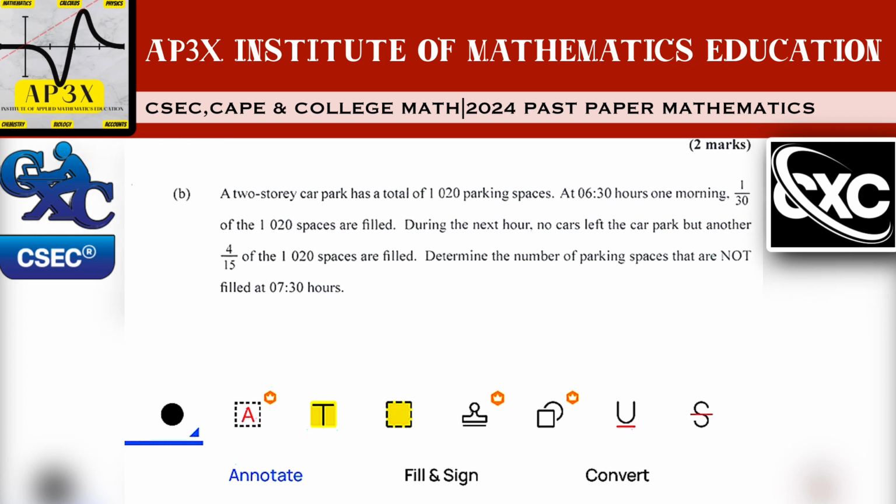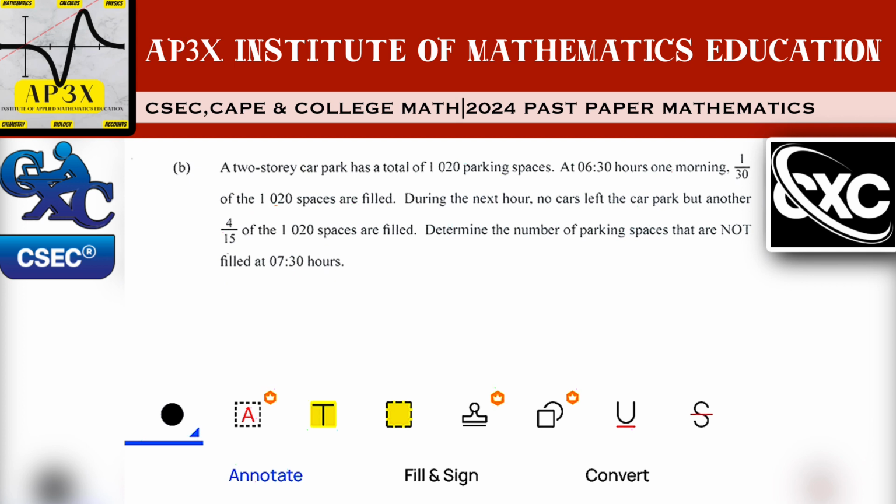All right, so let's go ahead then and read this question. A 2-story car park has a total of 1,020 parking spaces. At 0630 hours one morning, 1/30th of the spaces are filled. During the next hour, no cars left the park, but another 4/15 of the spaces are filled. Determine the number of parking spaces that are not filled at 0730 hours.